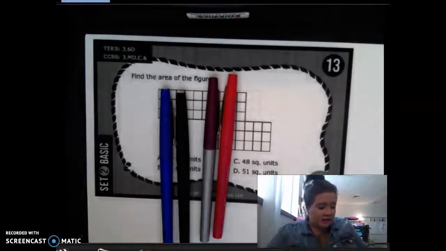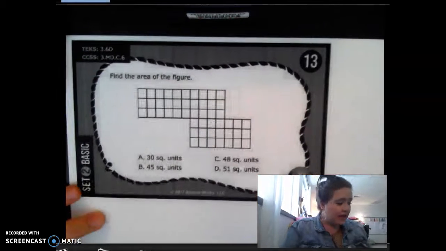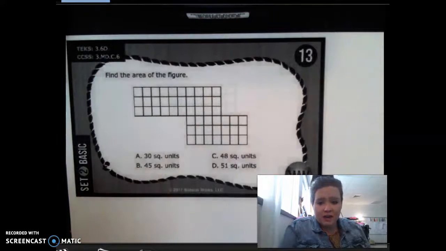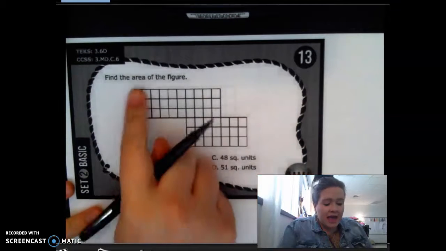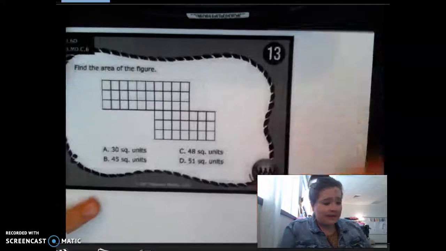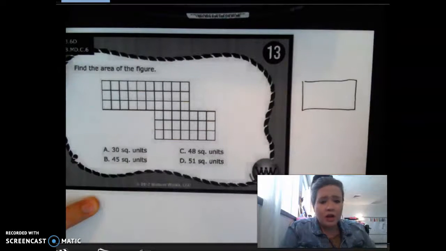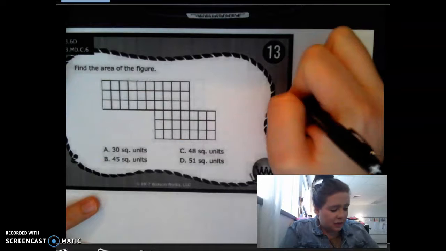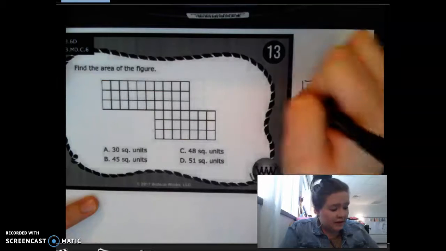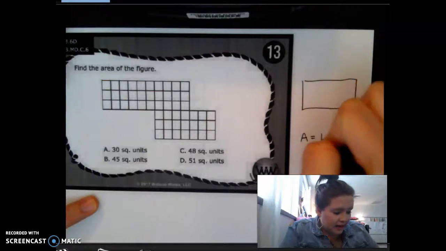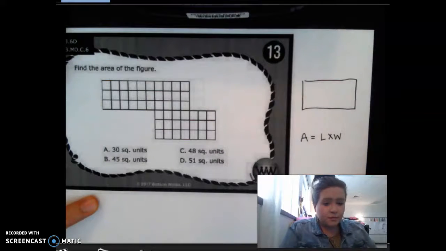So, this is a composite figure. It is composed of 2 or more figures, all right? And so what we have been finding is the area of rectangles, all right? We've been finding the area of rectangles. So when we've been finding the area of rectangles, we've been multiplying the length times the width, all right?